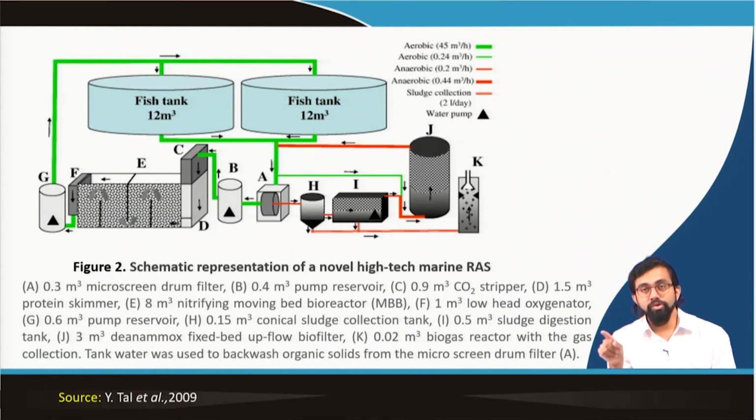Other than that, if you consider the red line, mostly the anaerobic and anoxic zone prevails there. All the sludge produced from the microscreen filter comes to the sludge collection tank, which is number H. From there, it goes to the sludge digestion tank, which is I, and from there it goes to the Anammox fixed bed outflow bioreactor.